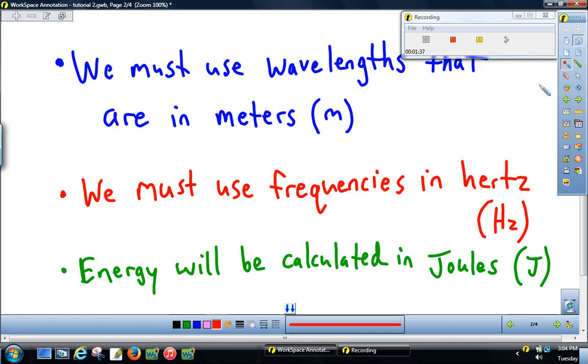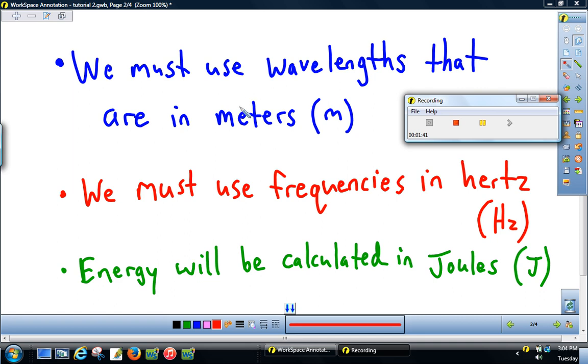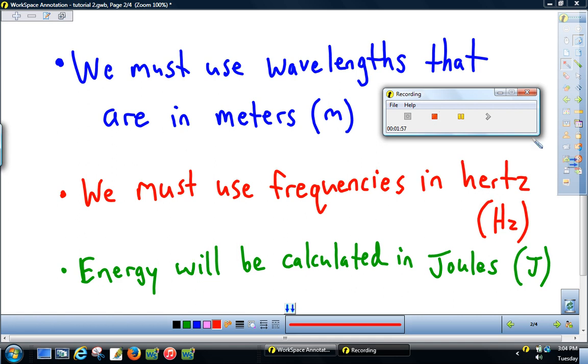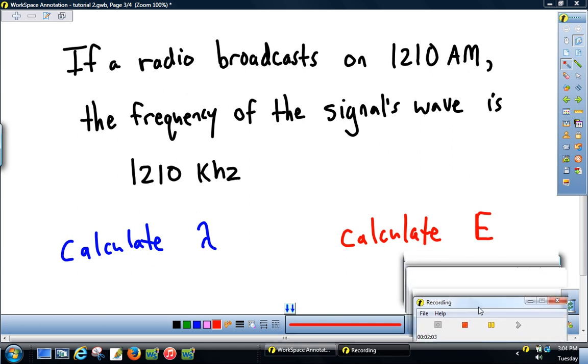Problem number one. A couple things before we get into the problem. Remember, we have to have our wavelength in meters, the base unit. We have to have frequencies in hertz, and if we have these things in meters and hertz, then we can figure out the energy in joules. If it's not in the base unit, we have to do some conversions before we plug these into those two equations. Our first question deals with radio stations.